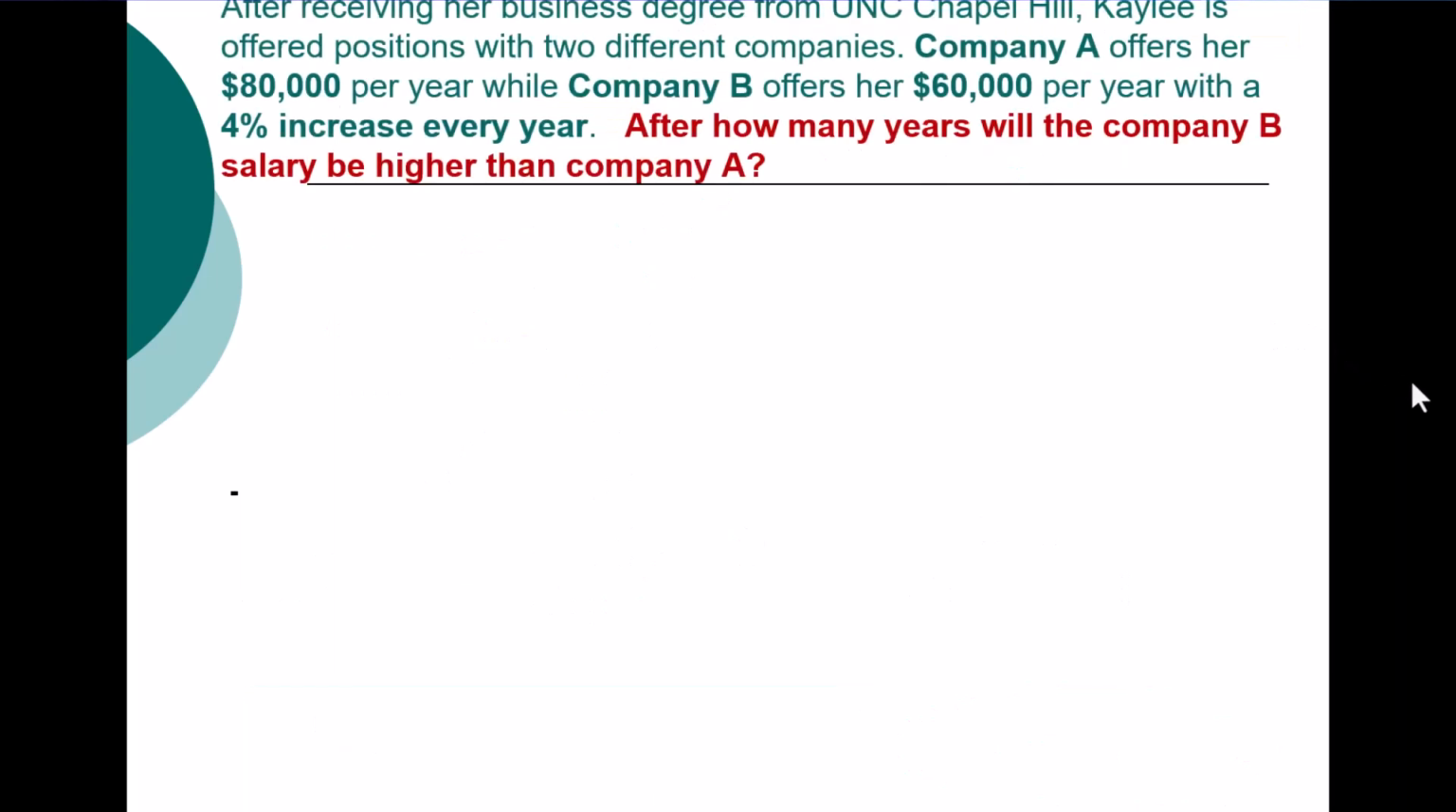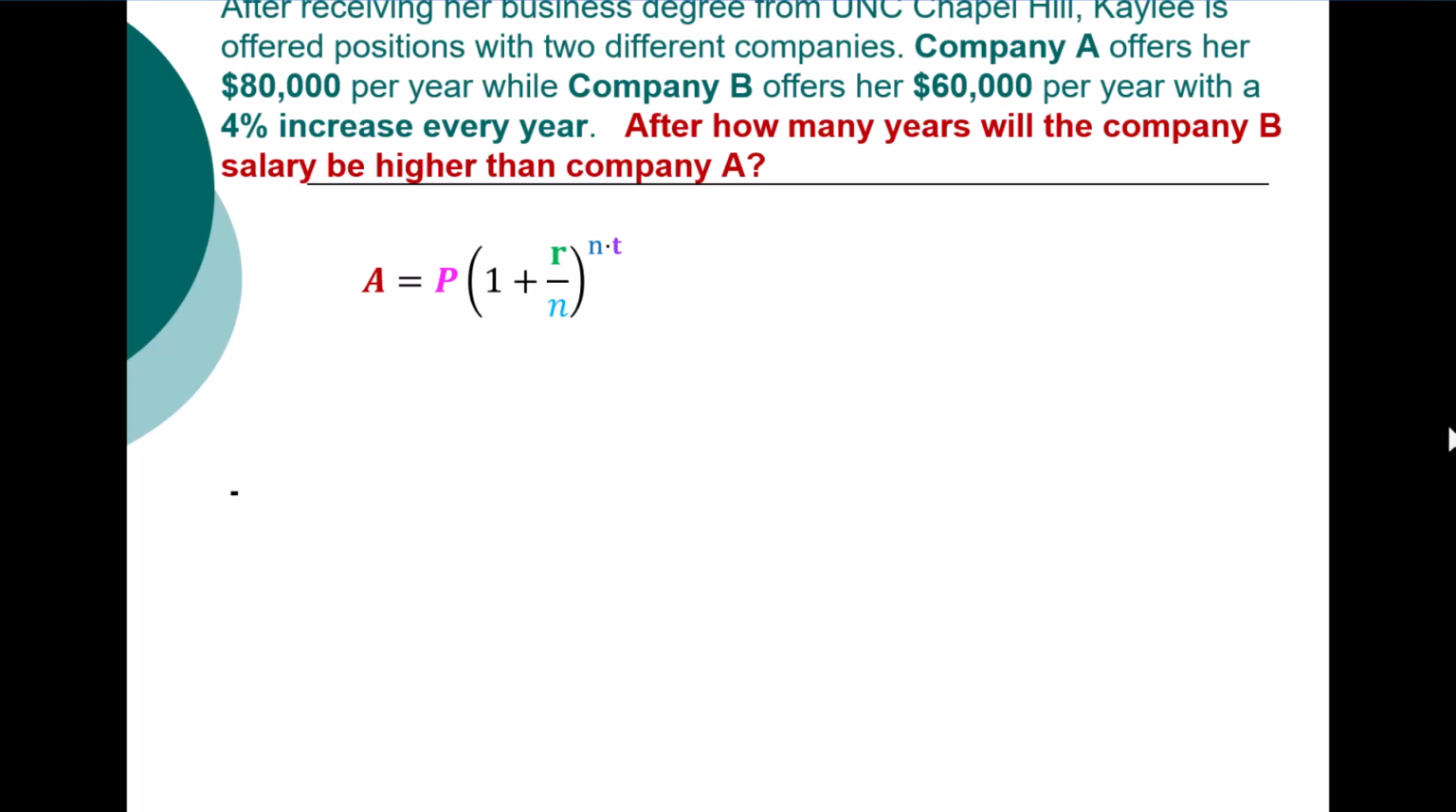All right, let's look at another example. We can find any piece of that formula that's missing. So let's read through the problem and think about what it's asking us to find. After receiving her business degree from UNC Chapel Hill, Kaylee is offered positions with 2 different companies. Company A offers her $80,000 per year, while Company B offers her $60,000 per year with a 4% increase every year. After how many years will Company B's salary be higher than Company A's?